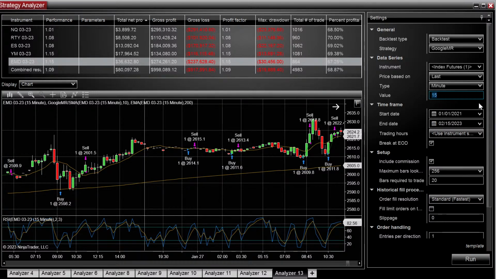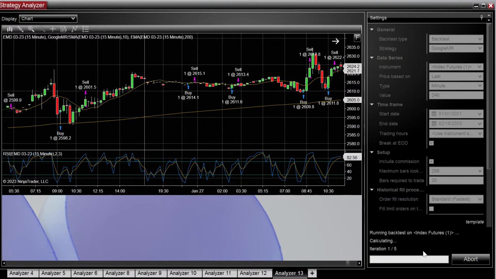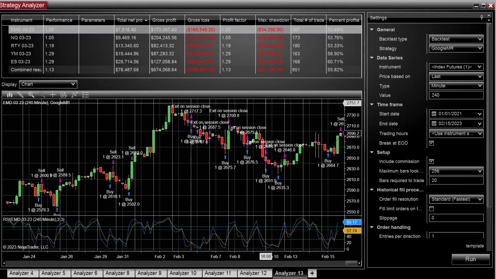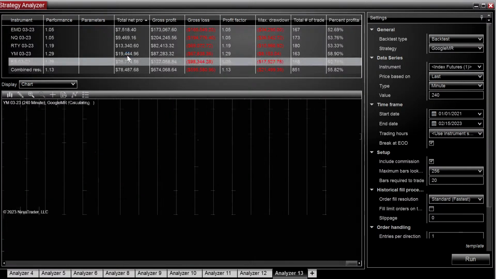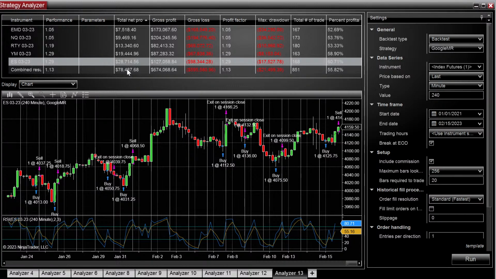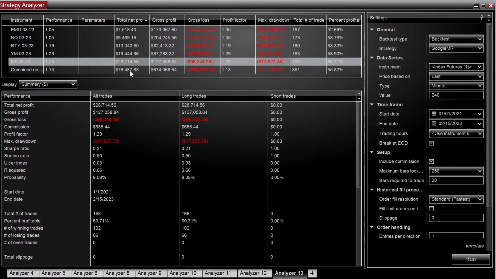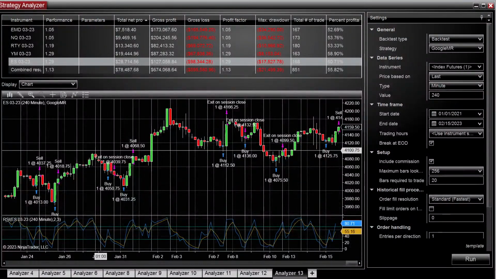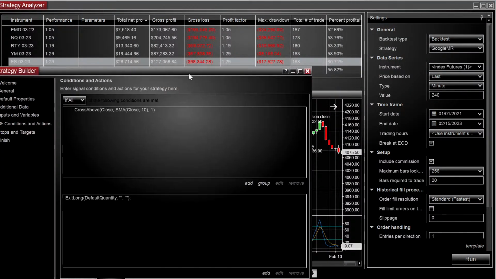Let me go back up to, let's do the 4-hour. So I didn't test the 4-hour. So pretty good results here on the 4-hour. I need to plot that SMA.